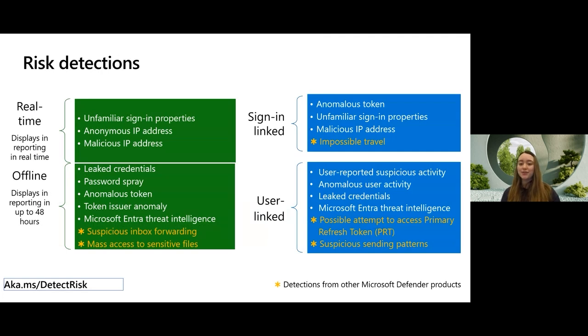We've talked about most of these before in the previous set, but during sign-in, these are things like anonymous token, unfamiliar sign-in properties, and impossible travel, which we're getting from our friends in Defender. And linked to a user, users can report suspicious activity on their own if they go to My Sign-ins and go, oh wait, that wasn't me. I wasn't signing in from that location. They can report that, and we link that to the user, as well as those other detections we talked about for offline.